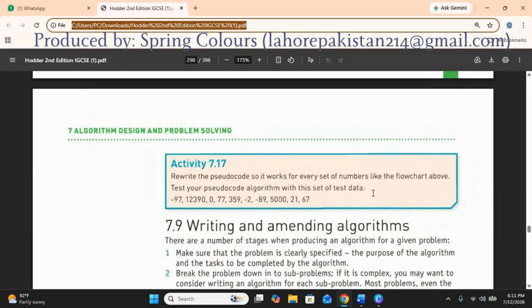Today I am going to solve activity 7.17, which says to rewrite the pseudocode so it works for every set of numbers like the flow chart above. Test your pseudocode algorithm with this set of test data.